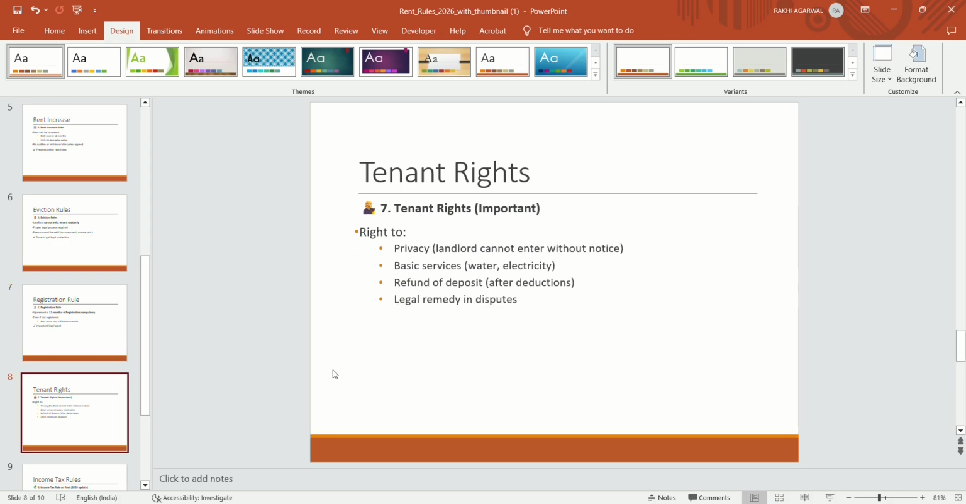Tenant's right to privacy. The property owner cannot enter the tenant's premises without prior notice to the tenant. So the landlord cannot enter without notice.